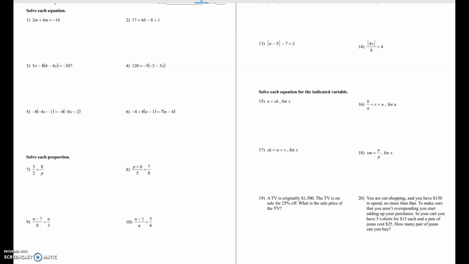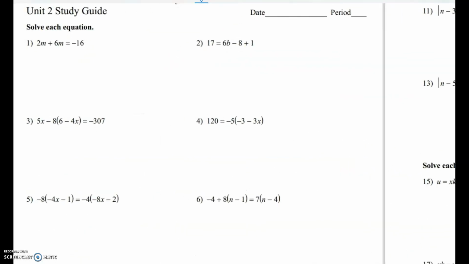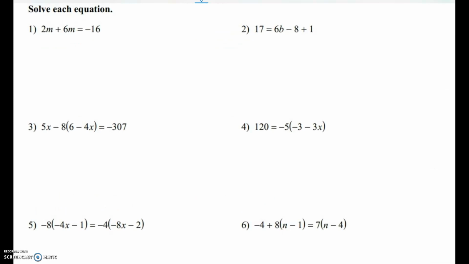All right, let's go ahead and dive into this. So question 1 is just solving equations with multi-steps. So I'm going to do the odds on this front page. Number 1, I'm going to combine like terms. 2m and 6m together make 8m. I can combine those because they're on the same side of the equal sign. Divide by 8, and we get -2.